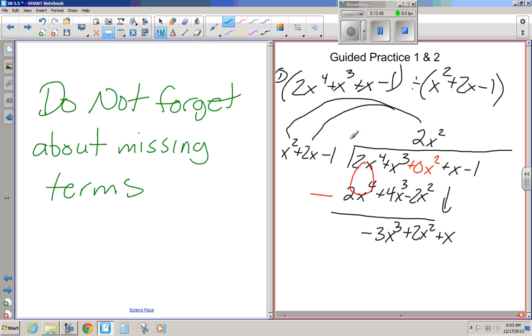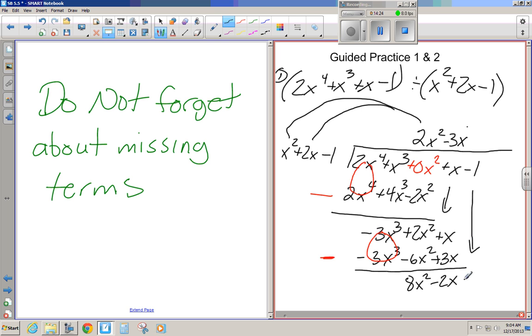And now we think to ourselves, what times x squared gives me negative 3x cubed? Well, we know it's going to be a minus 3. And x times x squared gives me the x cubed. So multiply. Subtract. This becomes 0. And this becomes, let's see, 8x squared minus 2x. Bring down the minus 1.